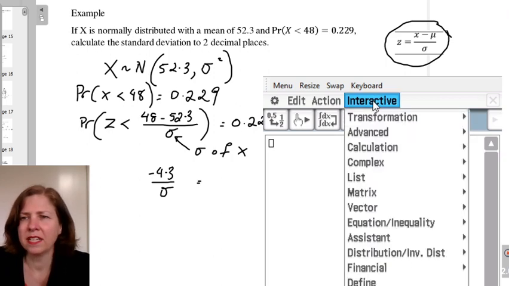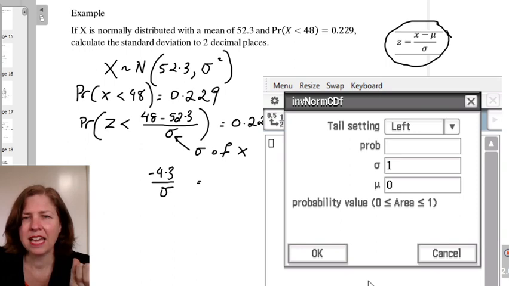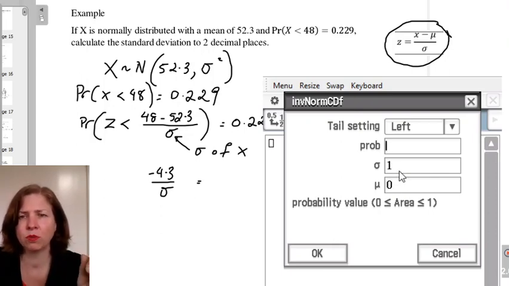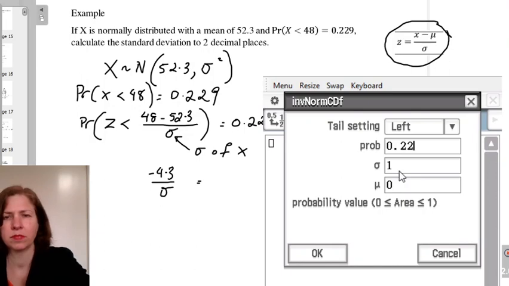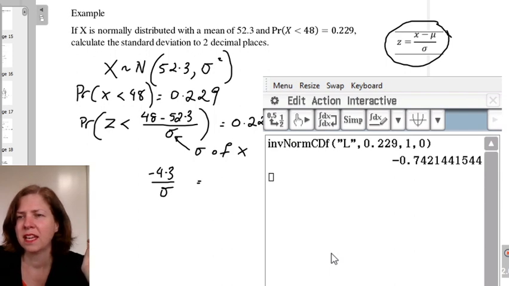So interactive, I'm still on distribution. It's going to be inverse because I know the probability. When I know the probability, I'm always looking at inverse. And it's a left tail because z is less than. And I'm going to keep this because this is now a z value. So it's a standard curve, which means sigma is 1 and mu is 0. And the probability is 0.229. Put that in. All right, I get negative 0.7421.